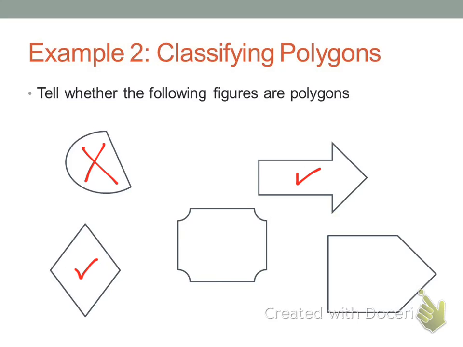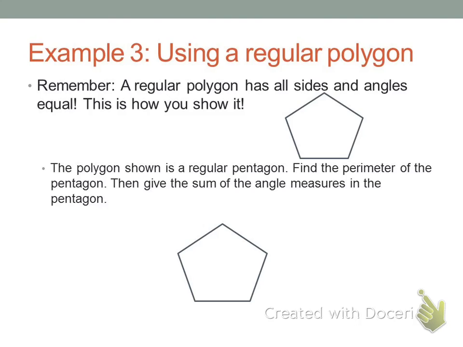All right, what about the bottom middle one? No, because the little curved sides can't be in a polygon. And then what about the bottom right? Yes, and what type? It's 1, 2, 3, 4, 5. It's a pentagon. All right, so example 2 deals with classifying polygons, telling whether or not it's a polygon, and then what type. Now, example 3 talks about a regular polygon.